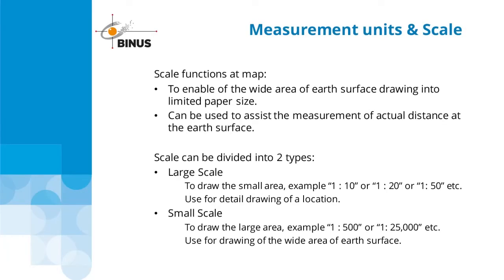The function of a scale is to enable a wide area of surface to be drawn into a limited paper size, and then to be used to assist the measurement of actual distance at the Earth's surface. There are two types of scale. First, there's a large scale. It is used to draw a small area. These scales are usually 1 per 10, or 1 per 20, or 1 per 50. A small scale is used to draw a larger area. These scales are usually 1 per 500 or 1 per 25,000 and so on.